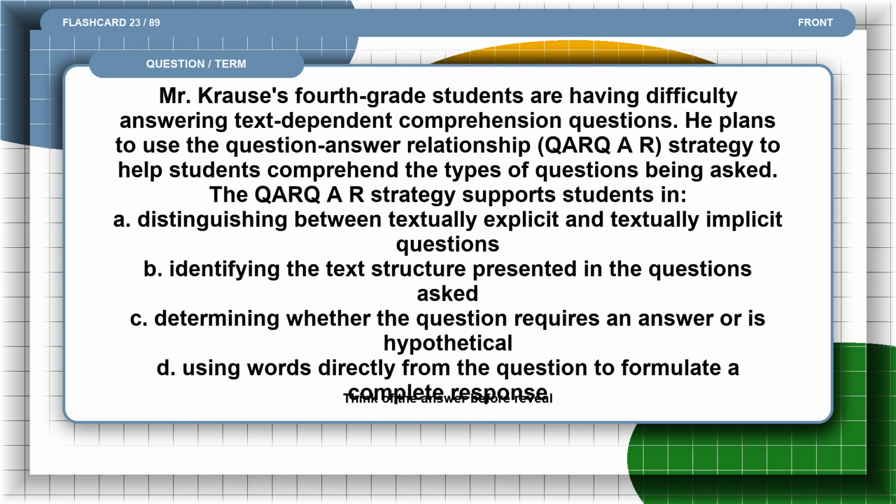Flashcard 23. Mr. Cross's fourth grade students are having difficulty answering text-dependent comprehension questions. He plans to use the Question-Answer Relationship, or QAR, strategy to help students comprehend the types of questions being asked. The QAR strategy supports students in distinguishing between textually explicit and textually implicit questions.